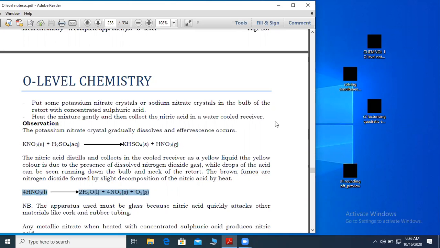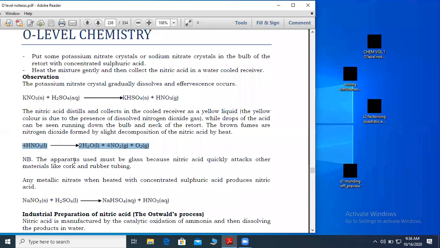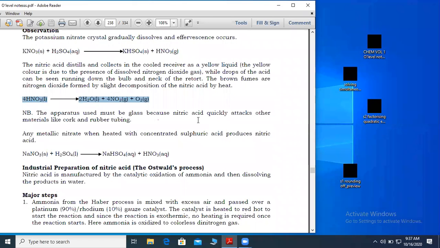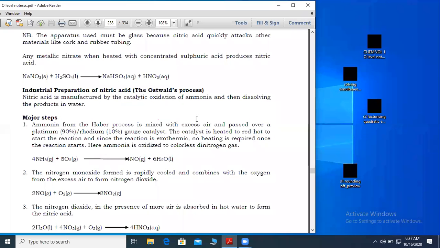So these two are very important. We ask why nitrogen dioxide, why nitric acid appears yellow in color, and why brown fumes are there. They are all due to the presence of nitrogen dioxide.